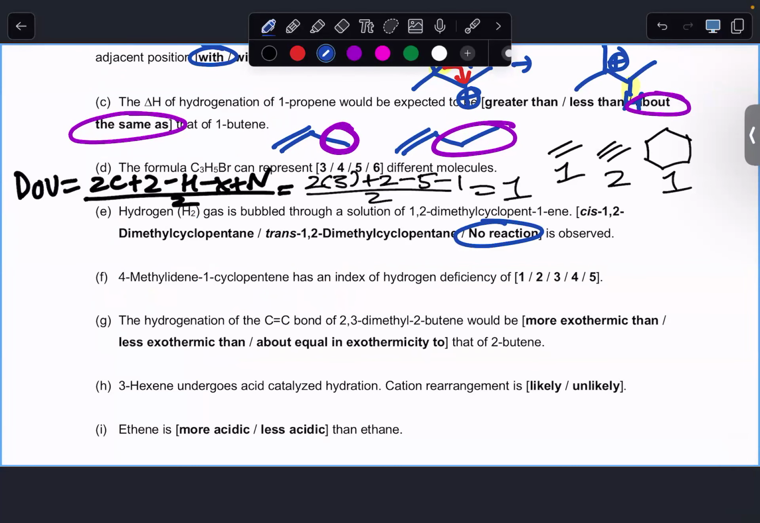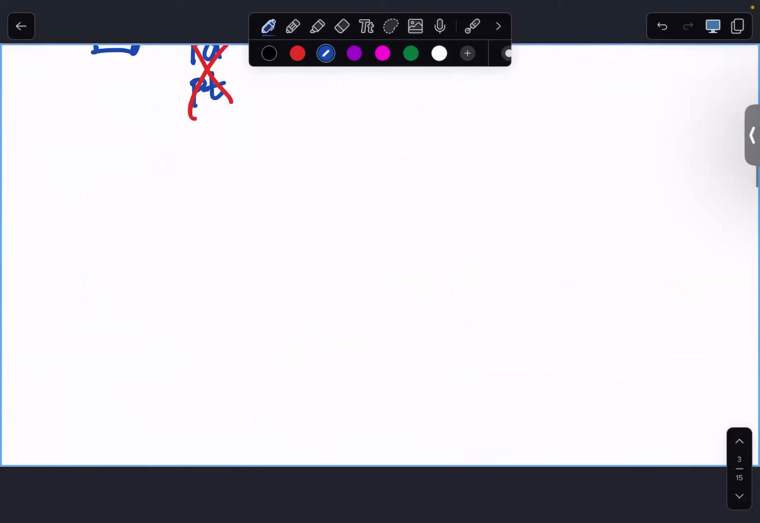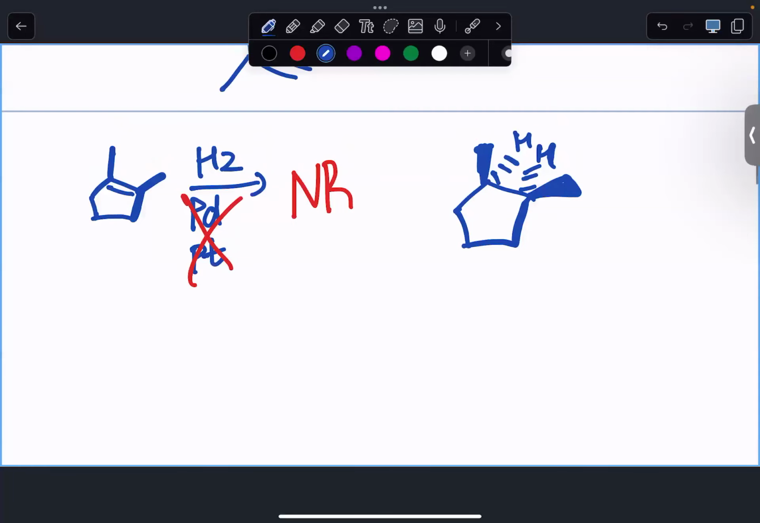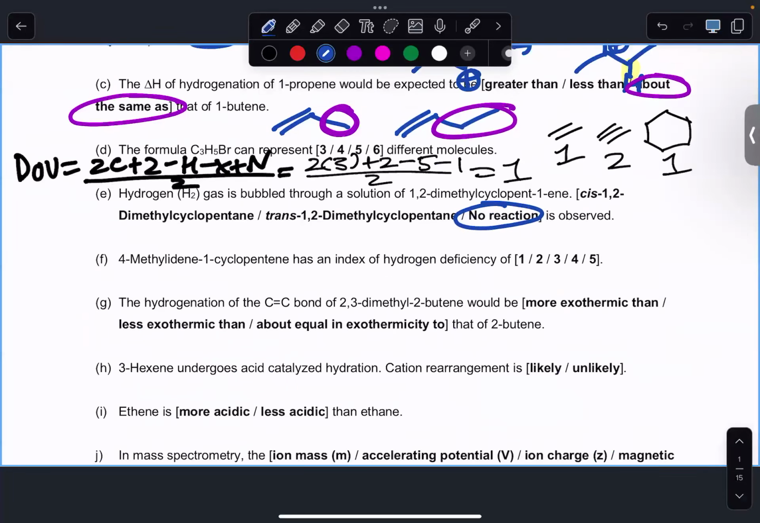Okay, what if there was a catalyst though? What would be the product? Yeah, the methylcyclopentane, and it's also cis. And why would it be cis? Syn addition, that's right. Because the hydrogens would have to attach on the same side, forcing the other groups to be on the same side as well. That's right. Okay.